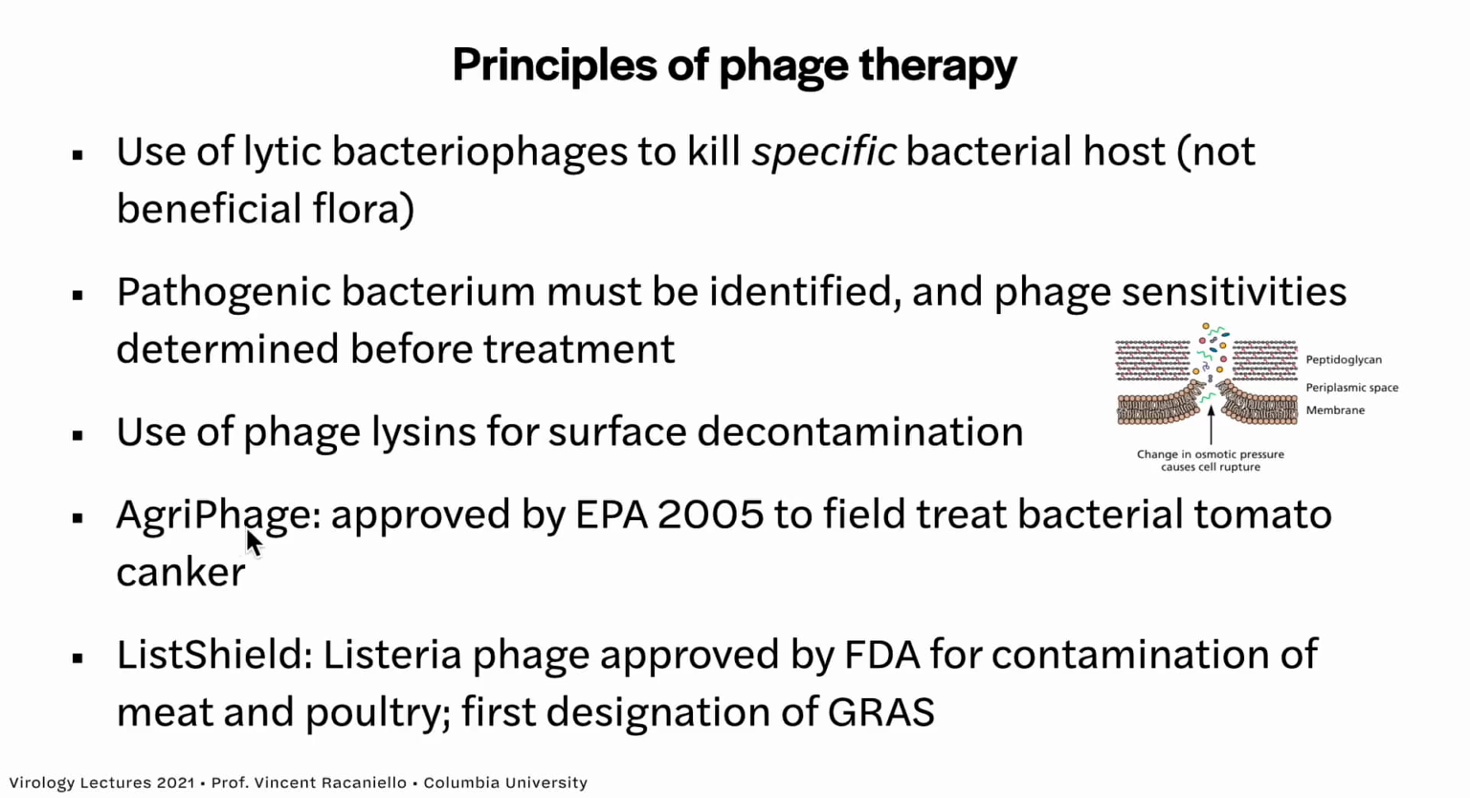A phage called AgriPhage was approved in 2005 to treat a bacterial disease, tomato canker. And ListShield is a phage of the bacteria Listeria, which is FDA approved for treating meat and poultry to eliminate Listeria. Listeria often infects meat products and causes serious human disease. So that was the first approval of such a therapy by the FDA, and that is the first designation of generally regarded as safe, which is very important for a product that's going to be designated for human consumption.